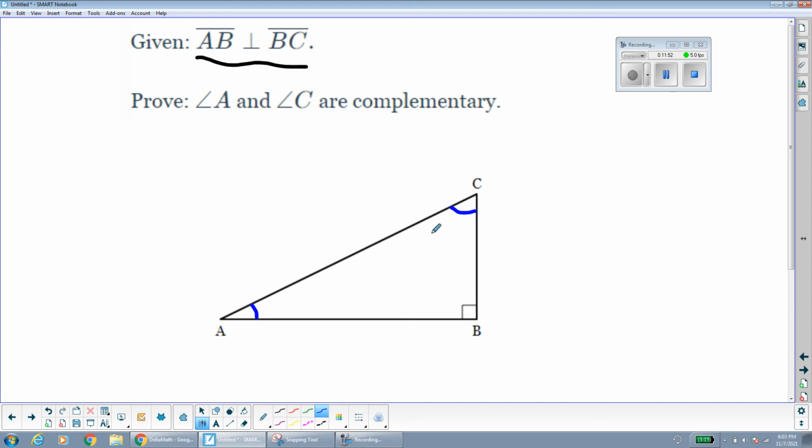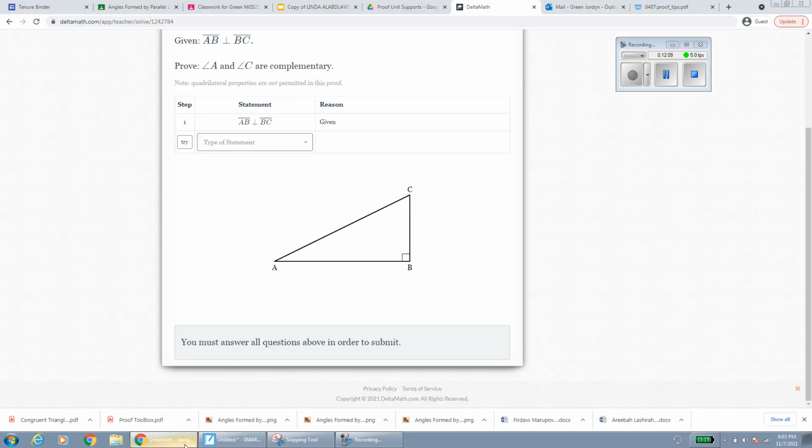That means that these two angles need to be less than 90 degrees. They need to be acute angles, right? Because this plus this should add up to 90, because adding it to this 90, we get 180. So I'm not going to write this up. We're going to just try to put this into Delta Math and hope we can do this accurately. So we were given that AB is perpendicular to BC.